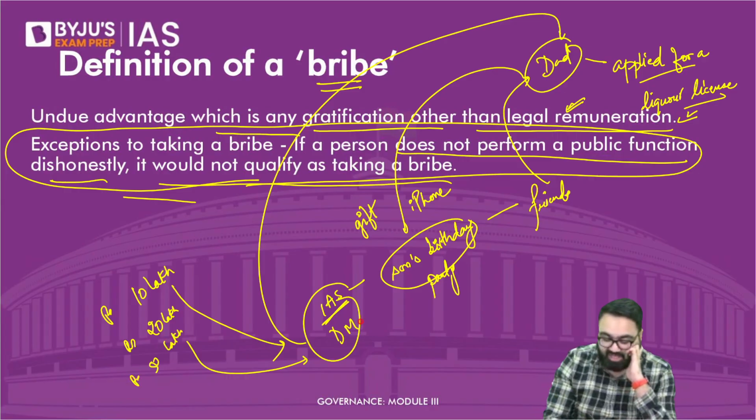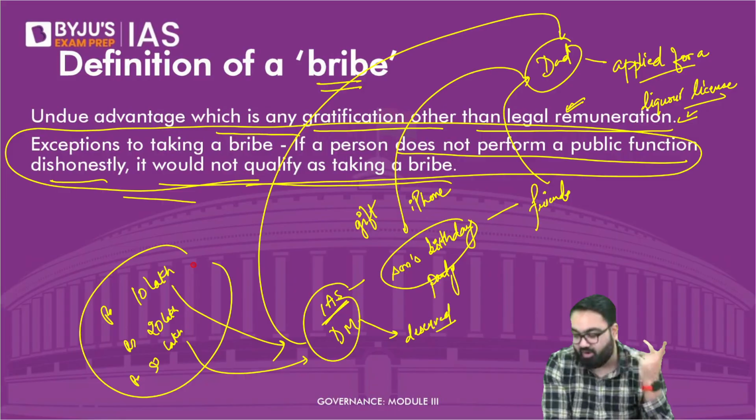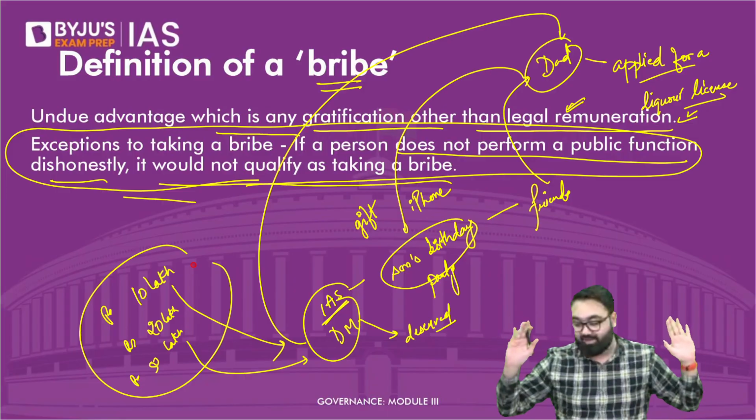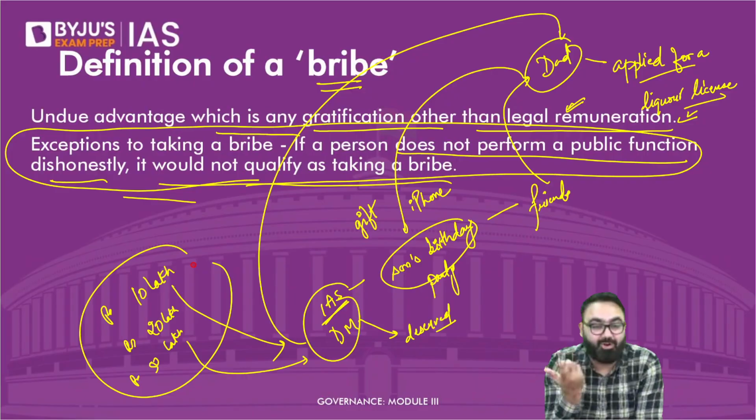And what does Mr. DM do? He gives the license to someone who really deserved it. He took all the money. He never said no to the money. But what did he do? He performed his duty honestly. He gave it to the person who deserved it. That again will not be called a bribe, because you performed your functions honestly. This is the other way to look at it. But this is usually not what happens.